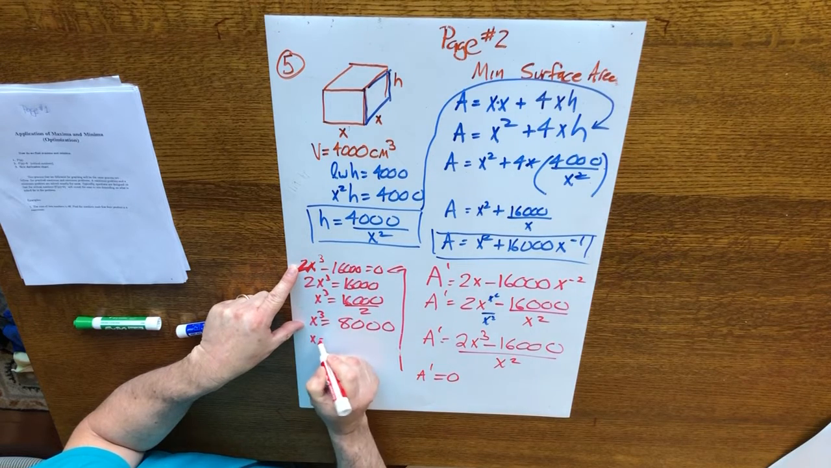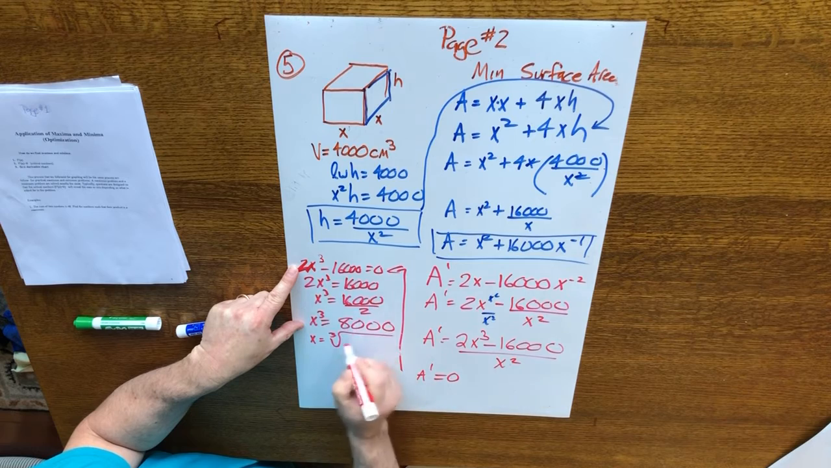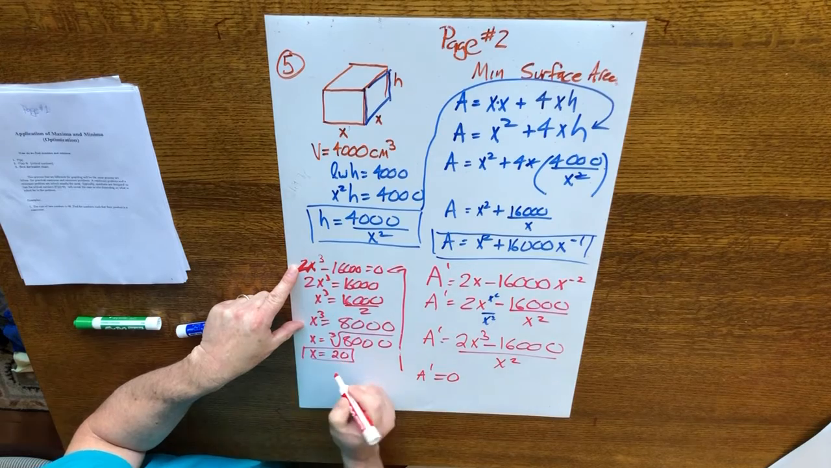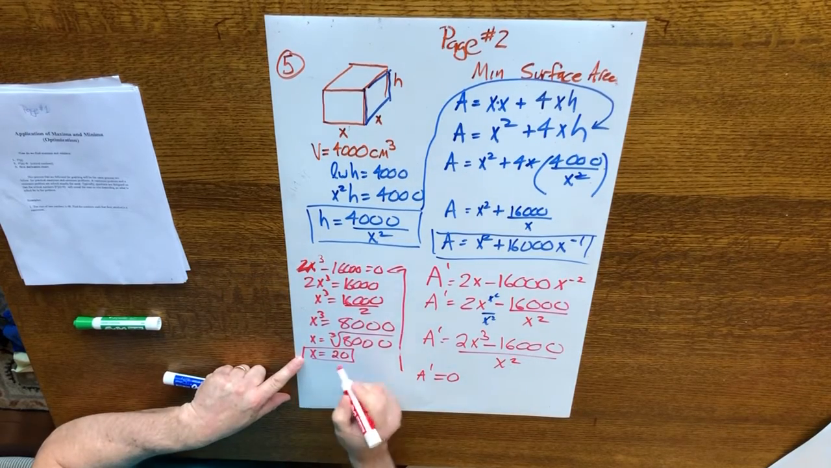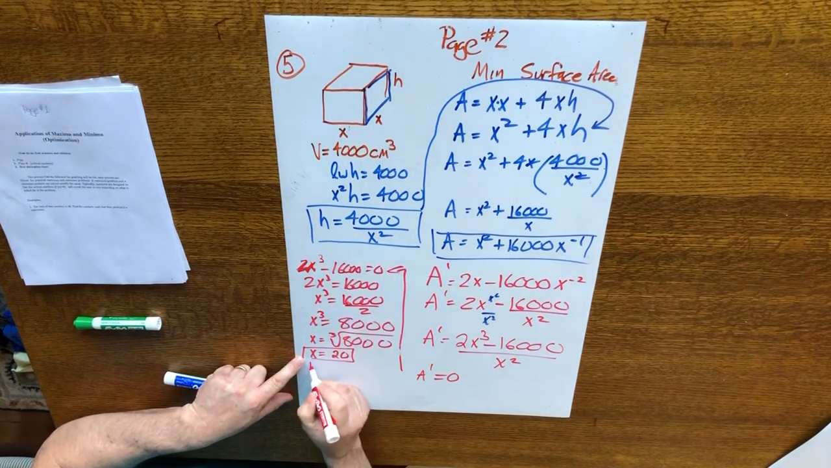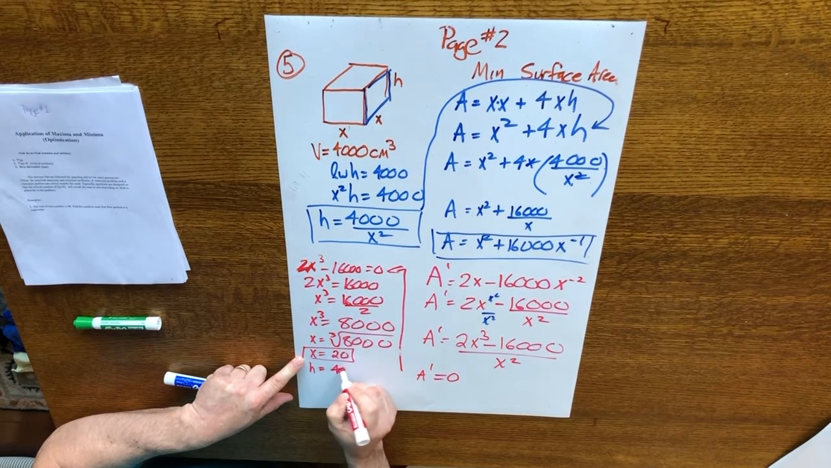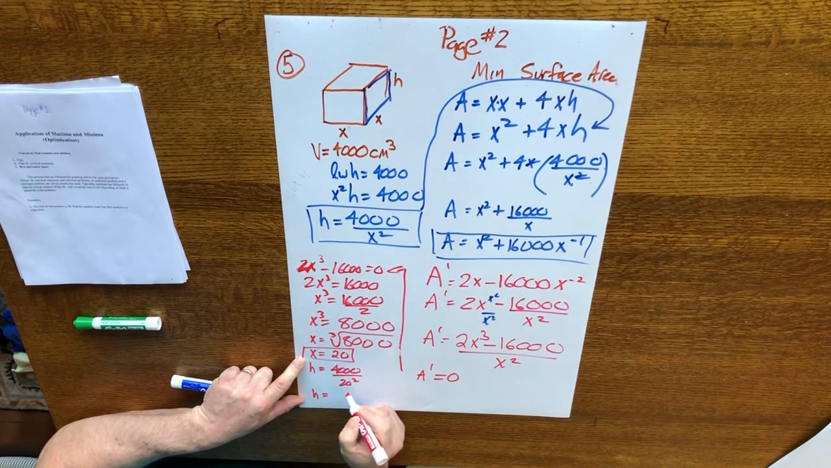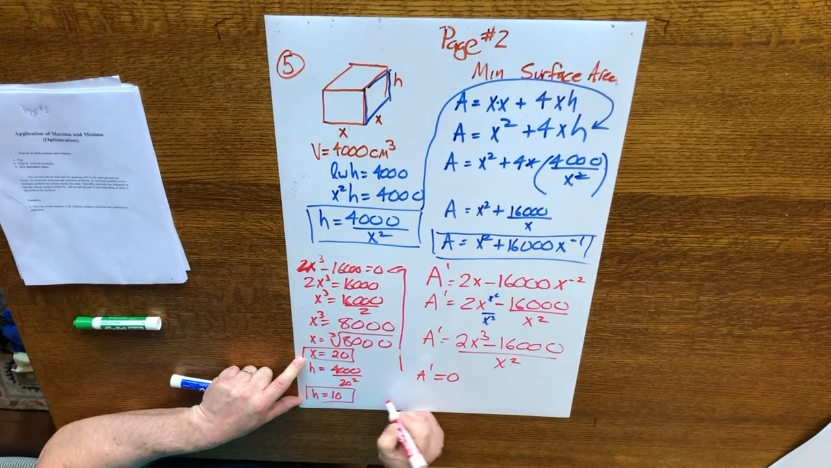So x is equal to the cube root of 8,000. X is equal to 20. And then you want to substitute that back into the h formula to find out what h is. H equals 4,000 divided by 20 squared. That's 10, I think.